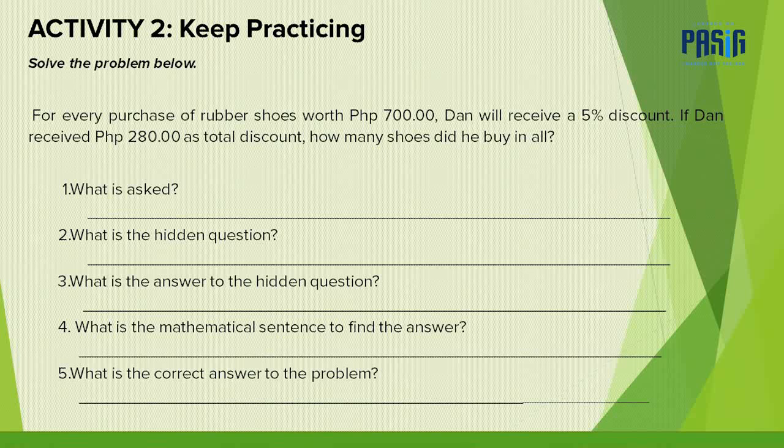For activity 2, keep practicing. Solve the problem below. For every purchase of rubber shoes worth 700 pesos, Dan will receive a 5% discount. If Dan received 280 pesos as the total discount, how many shoes did he buy in all?